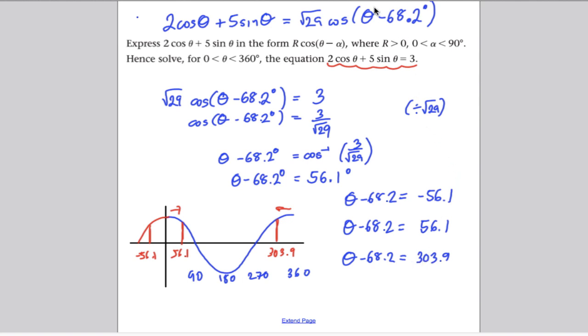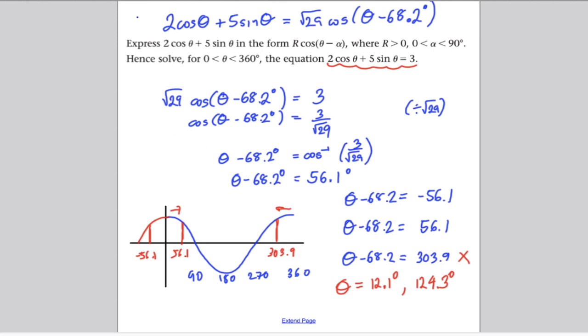Now, you add 68.2 to both sides of each equation here to get your theta values. Adding 68.2 to this side gets your value outside 360, so it doesn't get you one of the answers you want. But if you add 68.2 to both sides here, your theta values would be as follows. You get for the first one 12.1 degrees, and for the second one 56.1 plus 68.2, you would get 124.3 degrees, and they are your two answers.